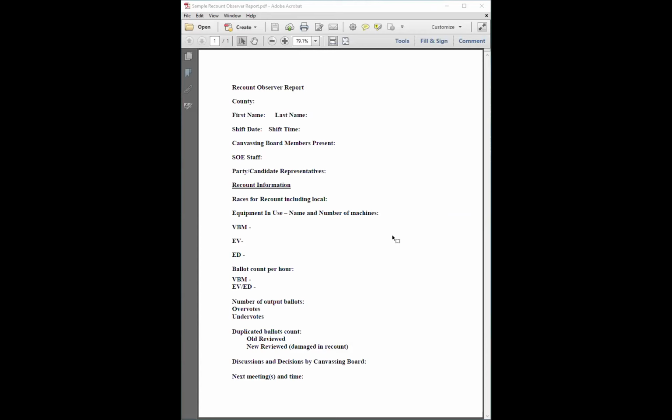We're looking for information about the equipment in use, so I'm providing you the equipment we expect them to use, but we need to know the numbers of high-speed counters, the number of precinct tabulators that are used for the various ways of voting: vote by mail, early voting, and election day.